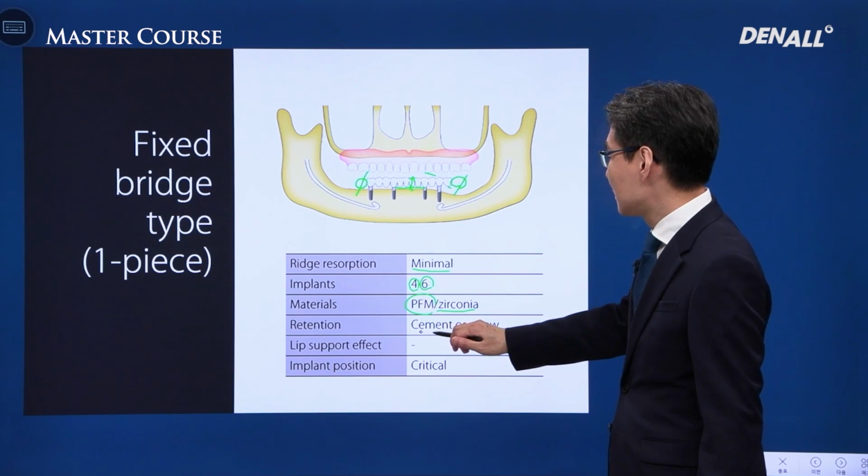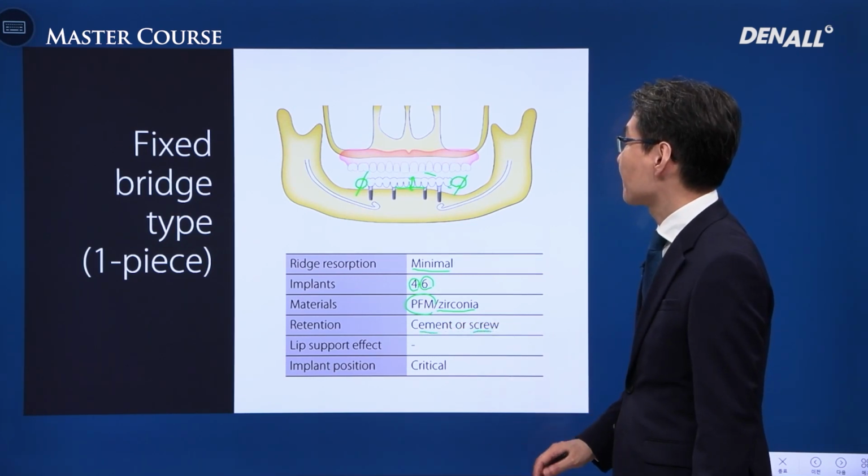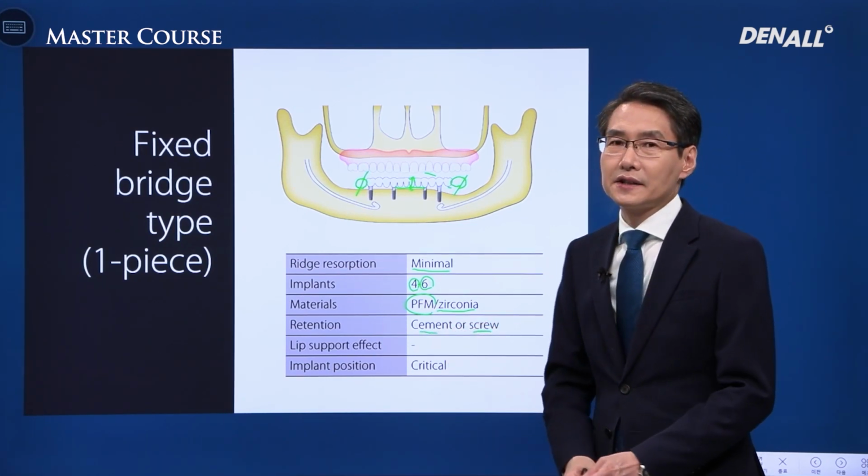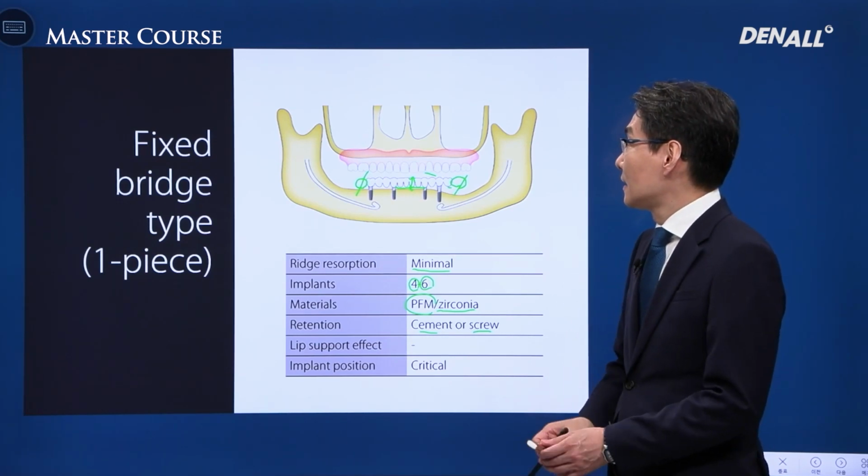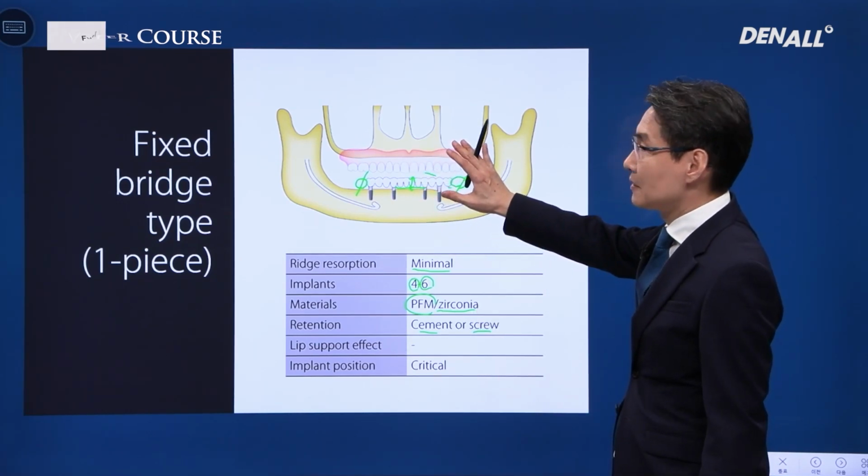Retention type. You can utilize both cement and screw type. Lip support in the case of lower is not important. Using 4 implants here. I've intentionally drawn like this.